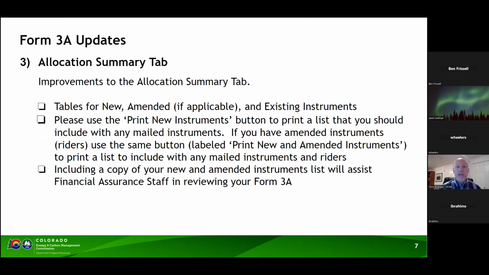The last Form 3A update is just more cosmetic and a utility change in terms of the allocation summary tab. So that is a summary of all of your instruments, new and existing, and we've changed that now to allow for these amended instruments to show up. And we ask that operators use the print new instruments or new and amended instruments button that will show up on that page to print a list, and that you would include that printed list with any instruments you mail in to the financial assurance staff.